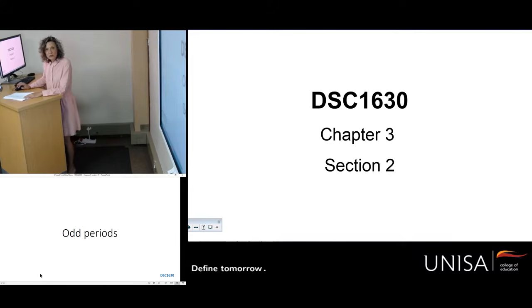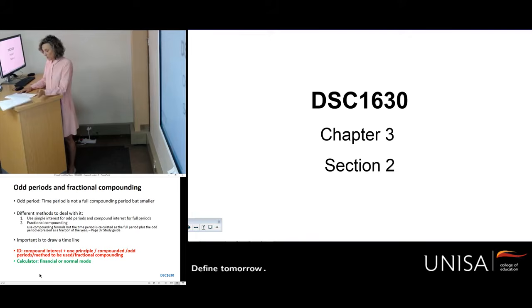Today we're going to look at odd periods. Firstly, what is an odd period? Sometimes you don't invest your money on the 1st of April, for instance, and take it out of the bank on the 30th of a month. We can say a full month, a full period or compounding period, but sometimes you just invest your money on a specific day, let's say the 12th of April or the 6th of January.